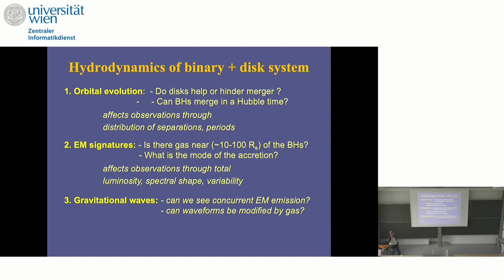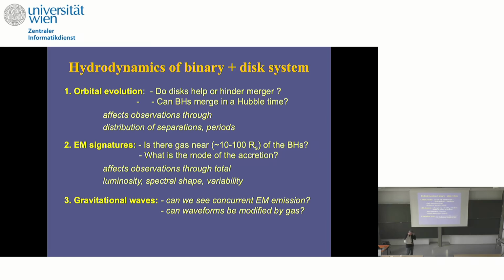Then, of course, we're interested in electromagnetic signatures. The basic questions are, is there gas near the binary, meaning reaching close to the black hole, tens or maybe 100 Schwarzschild radii, where we think strong, bright emission can be generated? And if so, how does this accretion happen, and how does it differ from a single black hole? This, of course, affects the observations through just the total luminosity, how bright is a binary, but also the light curves, how does the brightness fluctuate over time, and the spectral shape.